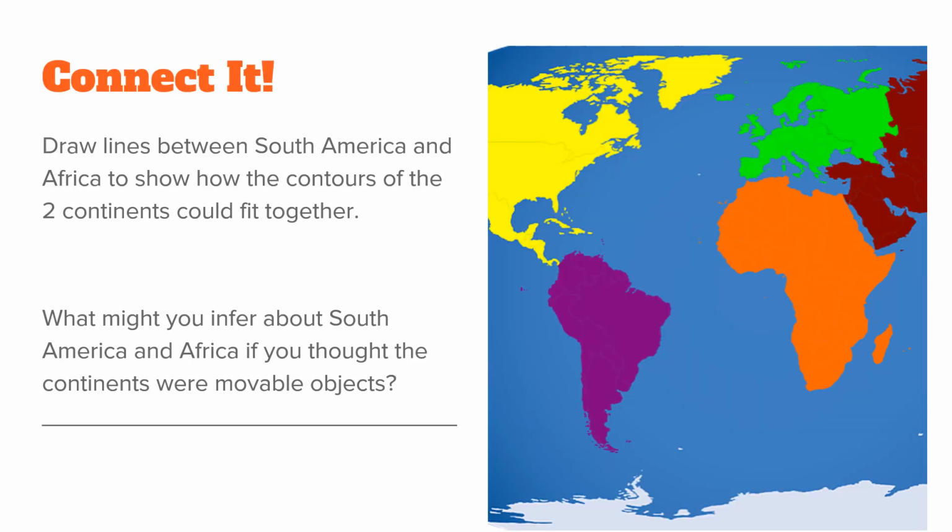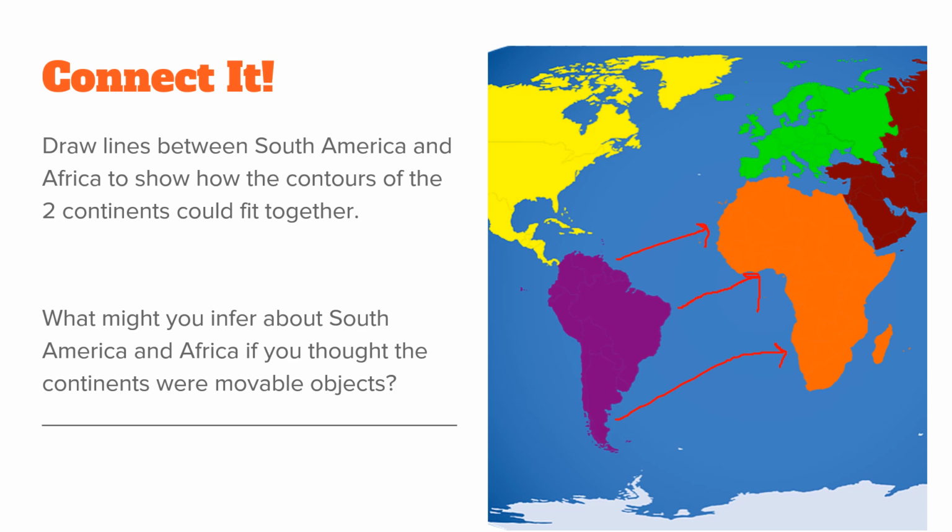Okay, we're going to start the connect it on page 98, and it wants us to draw lines between South America and Africa to show how the contours of each of the two continents would fit together. And so it's going to look something like this. In your textbook, it's a little bit different because you have the Earth model in there, and it's a little bit easier, but your arrows should look something like this on your Earth.